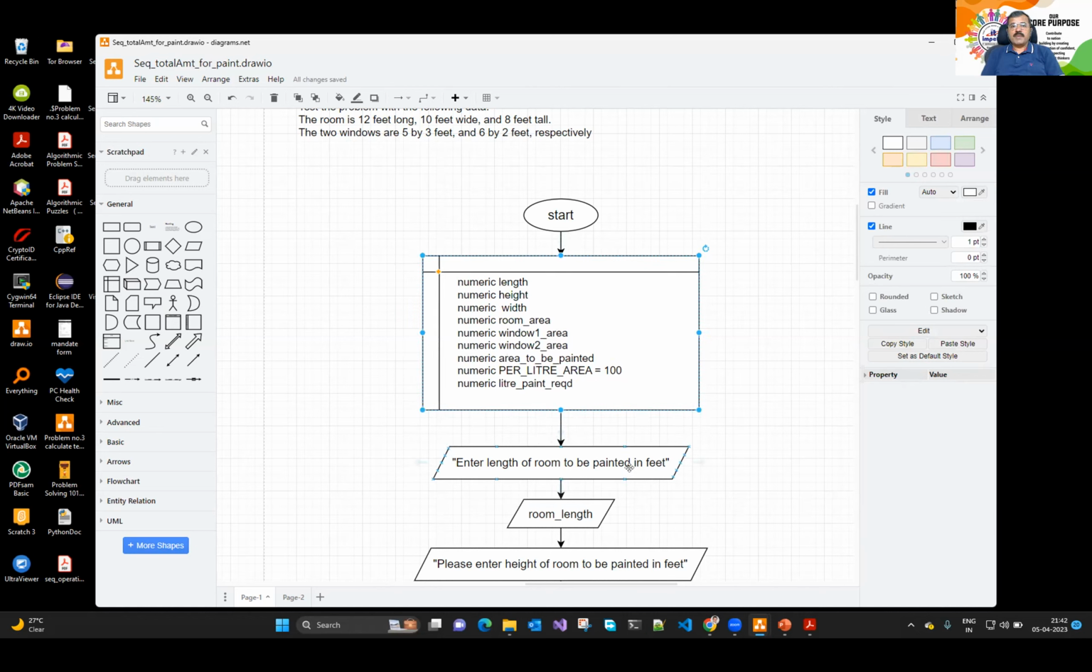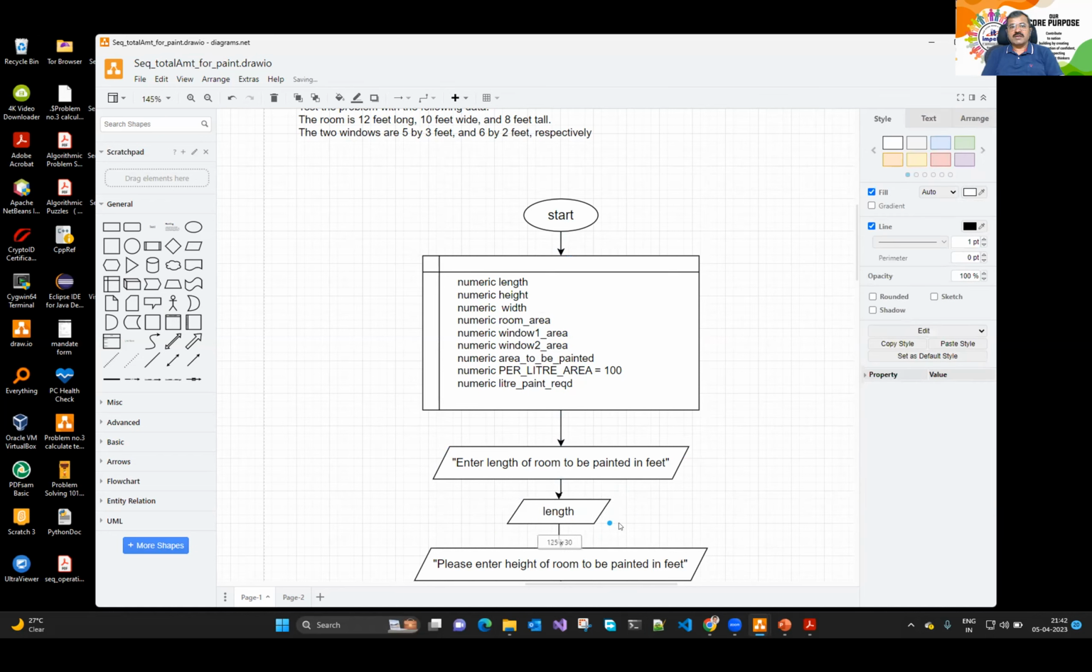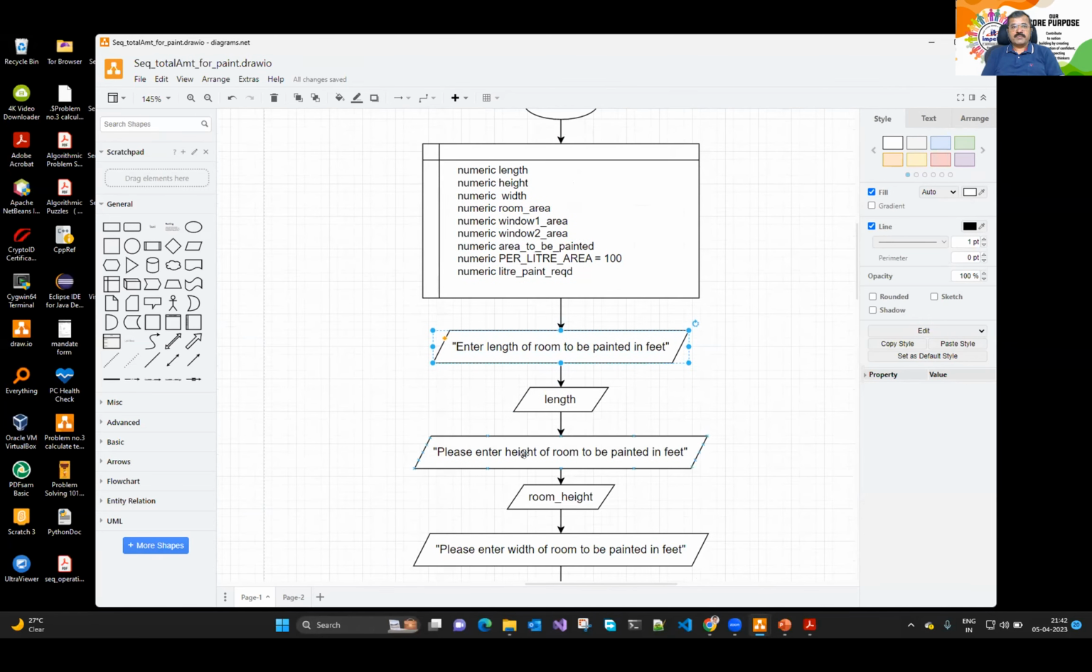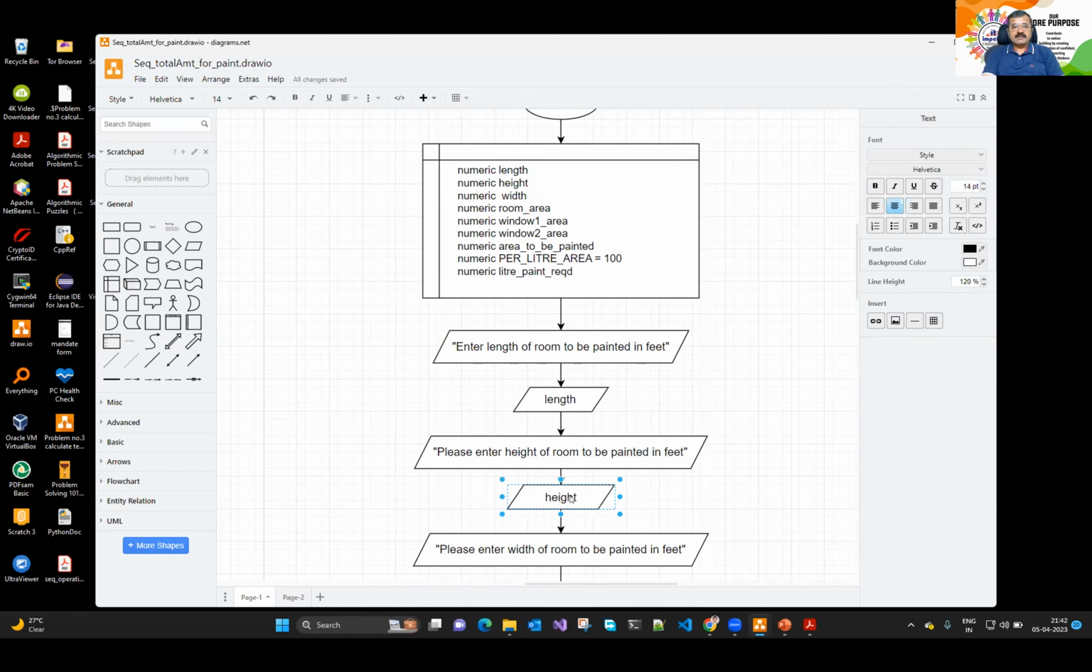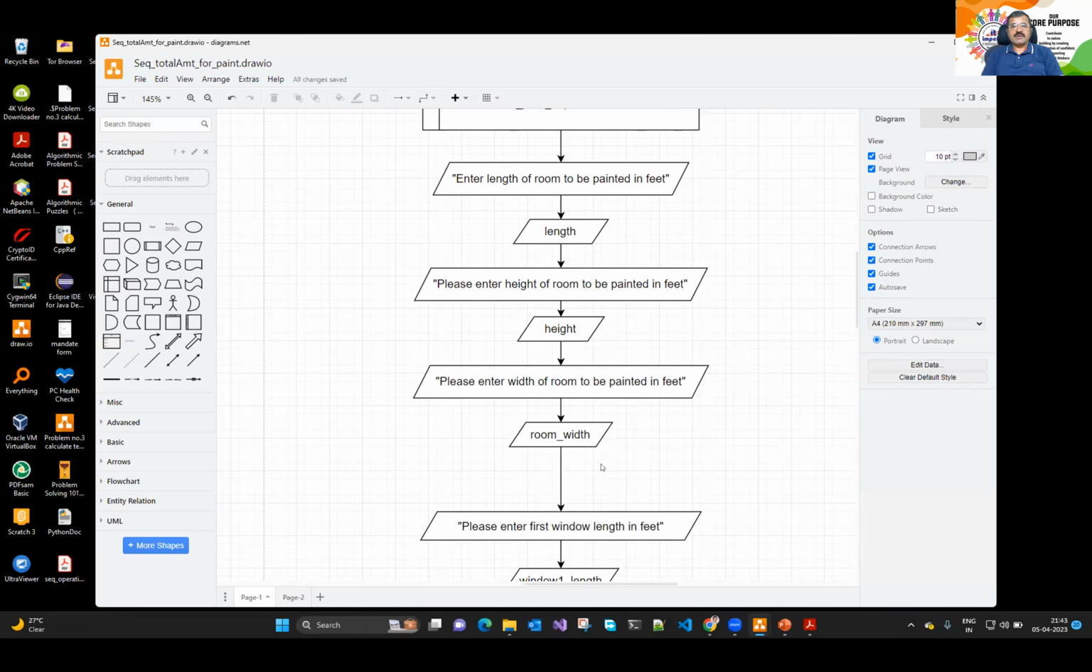Enter the length of the room to be painted in feet. Correct? I'll take the same variable length because I do not want to use it in any place. It was only meant for calculation of the area. So I have accepted the length. Then enter the height of the room to be painted in feet. So I'll accept into the variable called height. I actually don't need these variables after I calculate the area. So these variables are required only till the time area was being calculated.